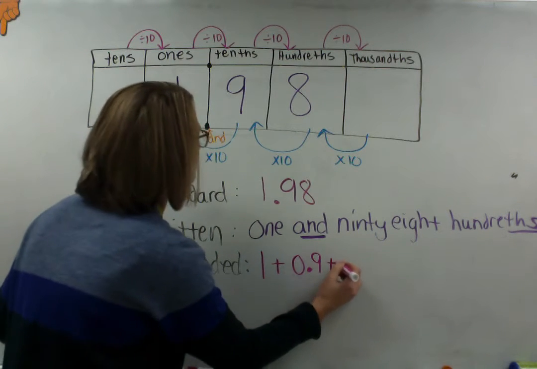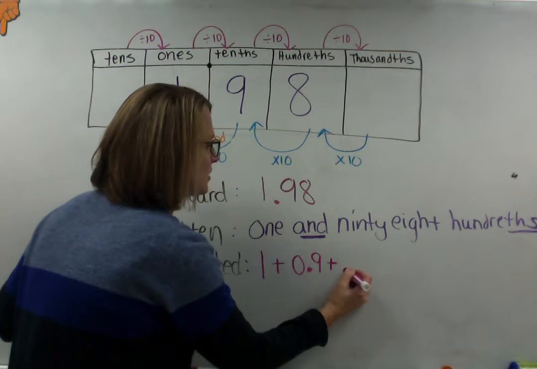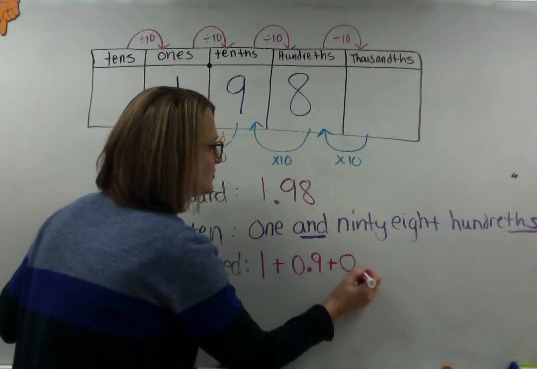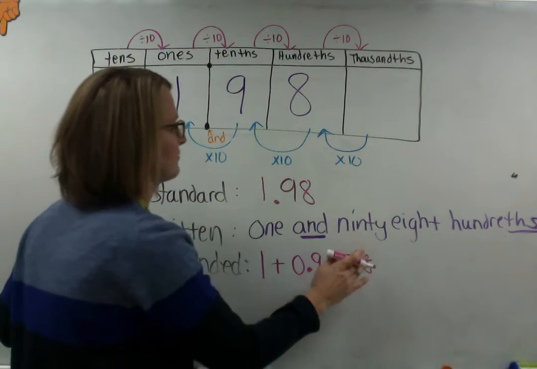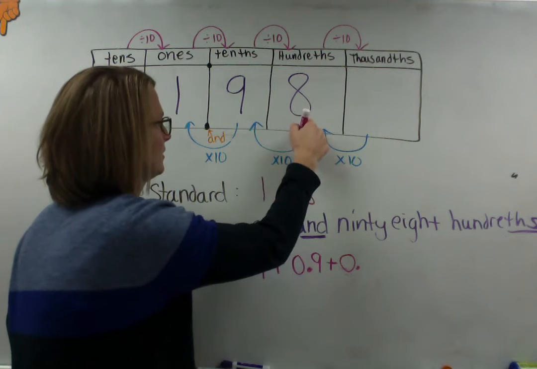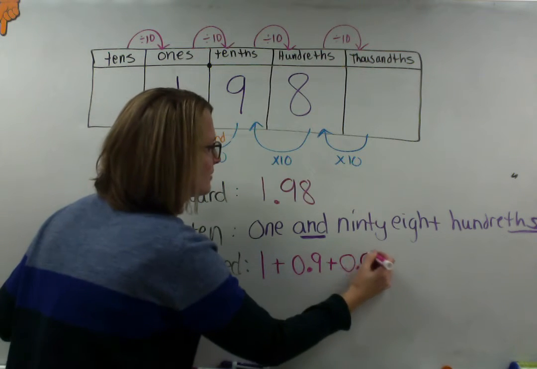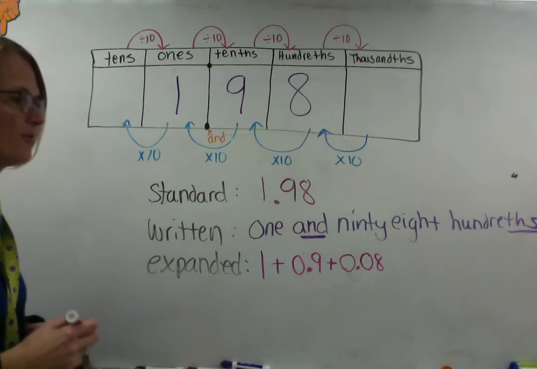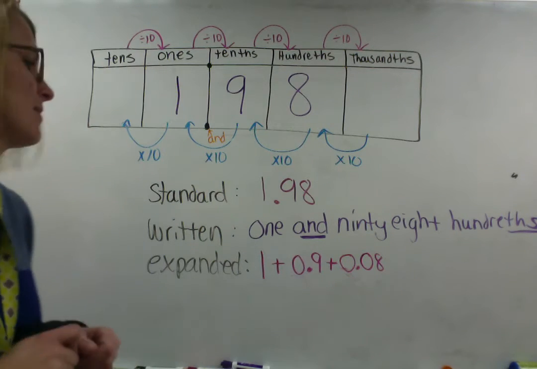9/10 plus 8. The 8 is in the hundredths place. So in order to do that, I can't put the 8 here because that's the tenths place, which is right after the decimal. So I have to remember to use a placeholder, okay? The 8 comes 2 places after the decimal, so I would need to write it like this. So that would be 1 plus 9/10 plus 8 hundredths. Okay, that would be the number.